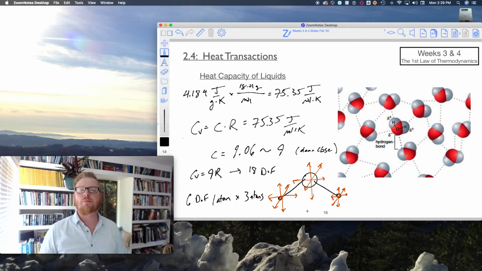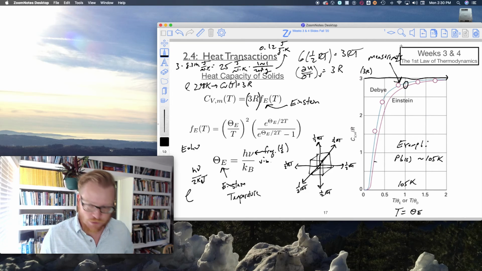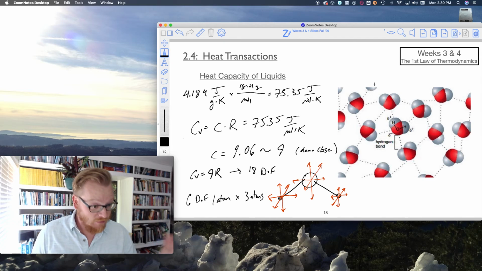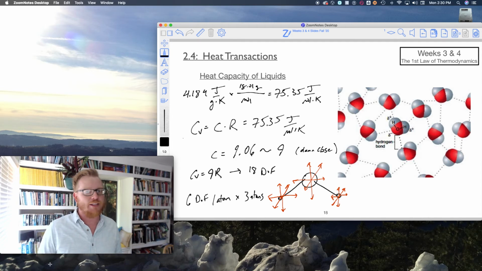And so this model will fail for much, much larger molecules because the interactions become a lot more complicated than just up, down, left, right, forward, backward, okay? However, for these simple molecules, for liquids, this works really well. For the solids, this also works really well, okay? So for the simplest liquids, you take the specific heat capacity and then work backwards into the degrees of freedom, which for water is easy to do. For other more complicated molecules, not so much.